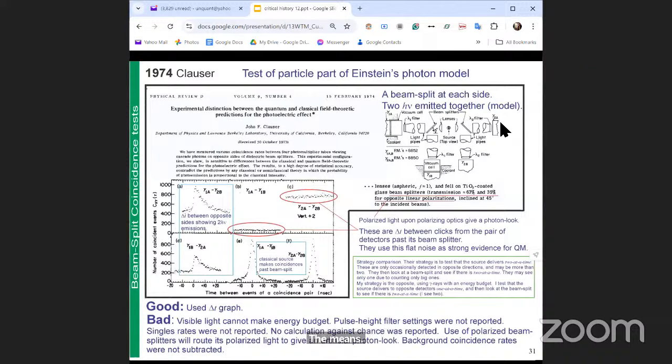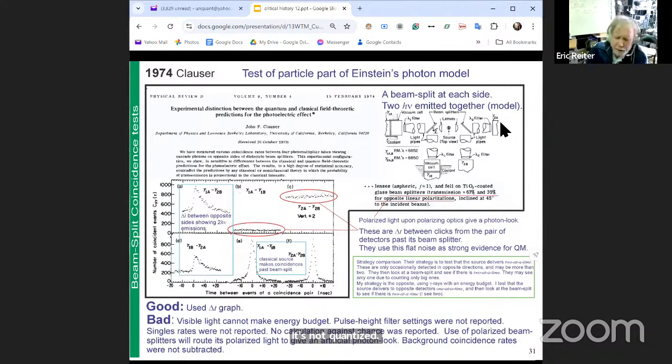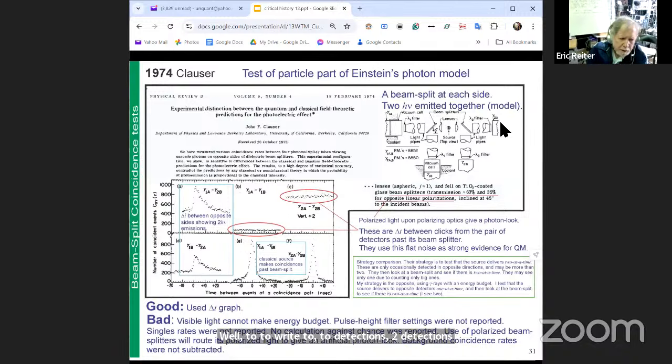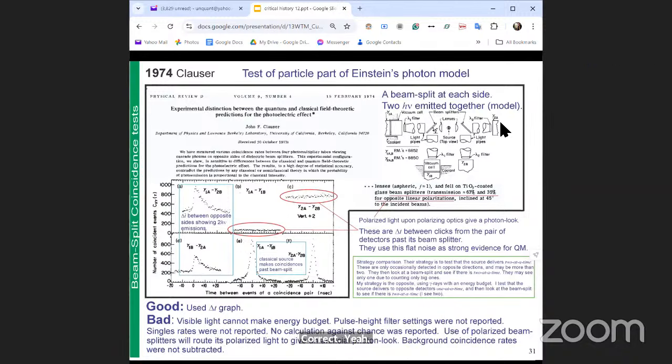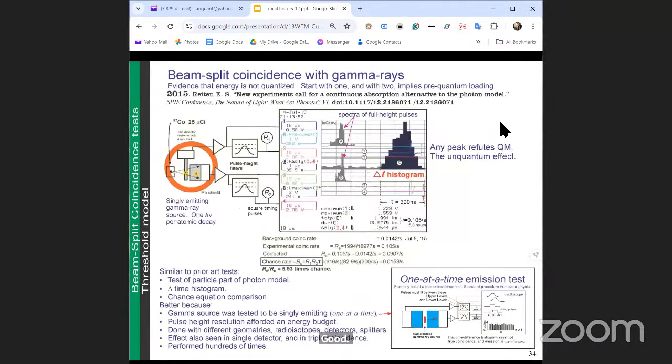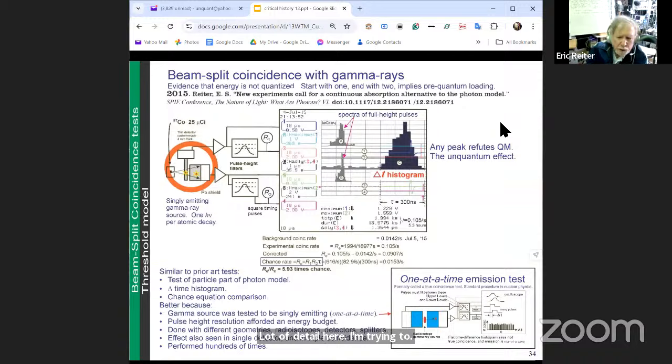Oh, you're saying that you send out nominally 1 photon and you detect 2 photons at the other end? Yeah, except I don't want to call it photons. Well, two detections. Correct. Yeah. I'm okay with it. Good. Within what kind of a time envelope? Is it a very tight time envelope or a lot of detail here? I'm trying to pick out. The detail is all written out. I give more detail than the other people's experiments.